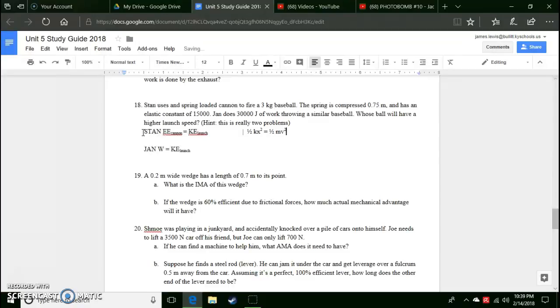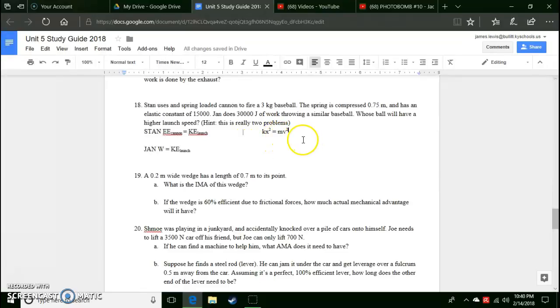mv squared. So quick thing here. Remember I told you before that you can cancel out m's if there's an m in every single term. We don't have that in this case. So we can't cancel out the mass this time, because on the other side there is not an m. So this is one of those times where the mass is actually important in a conservation of energy equation. However, there's a half in both of these, so the half basically doesn't matter. I can just delete those because they cancel out. So kx squared equals mv squared.